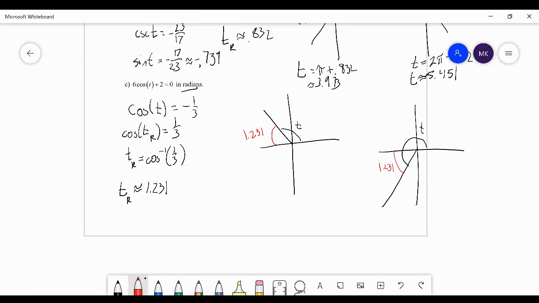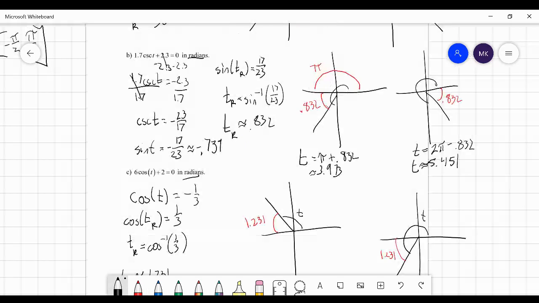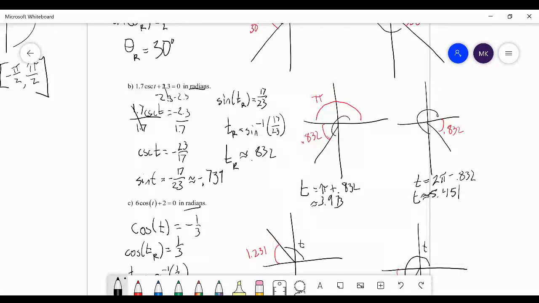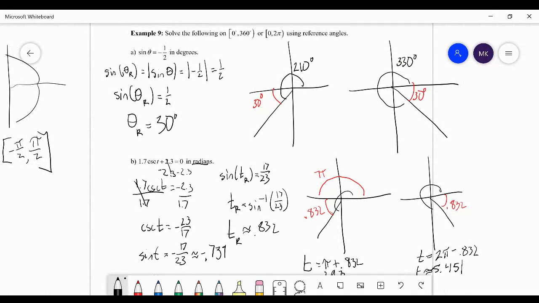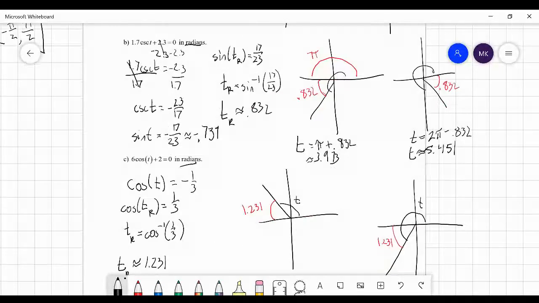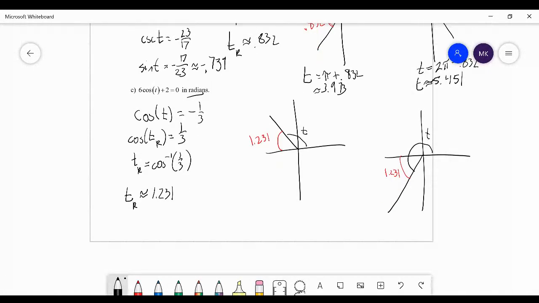So what we're going to do from here is a very similar thing to what we did on part B, right? On part A, because we had degrees, it was a lot easier. We saw 30, we knew that was 180, 180 plus 30. So we didn't write it out, but we did the same idea that we did here.